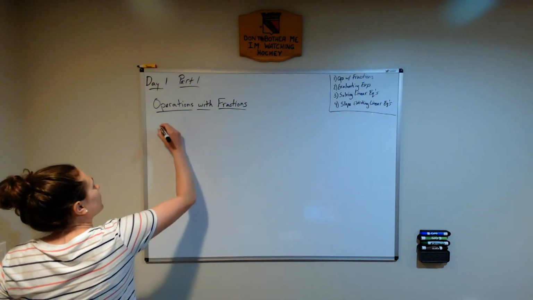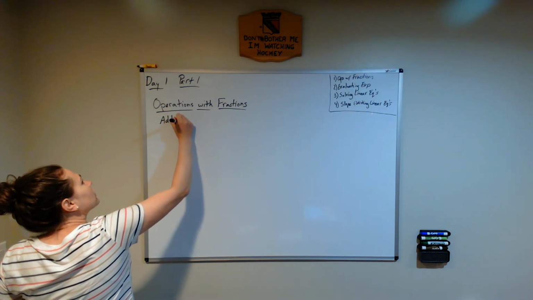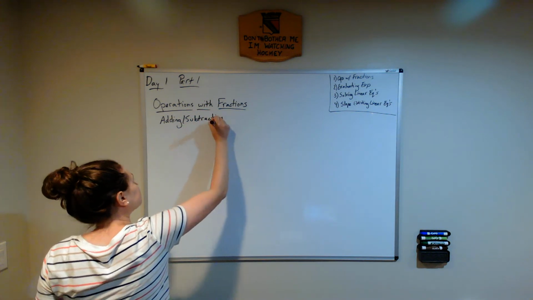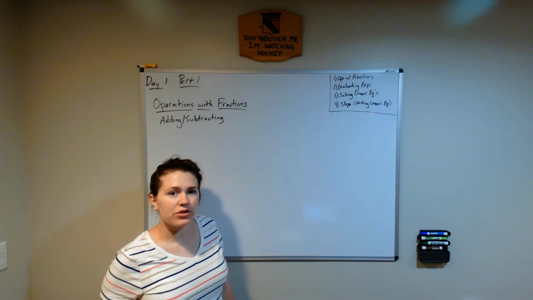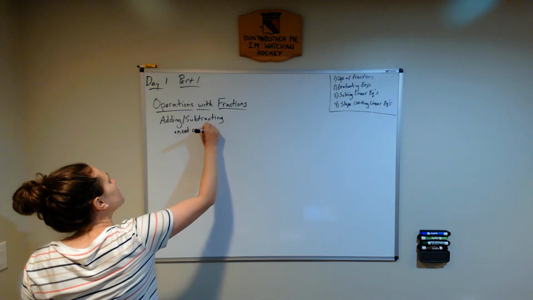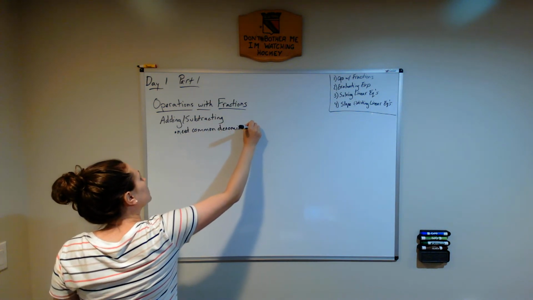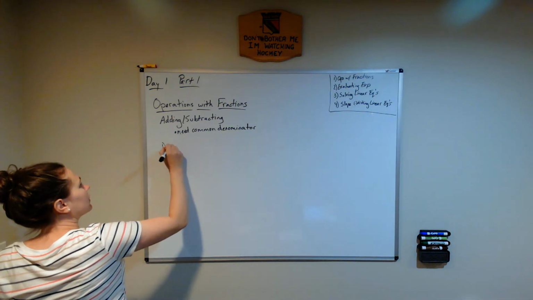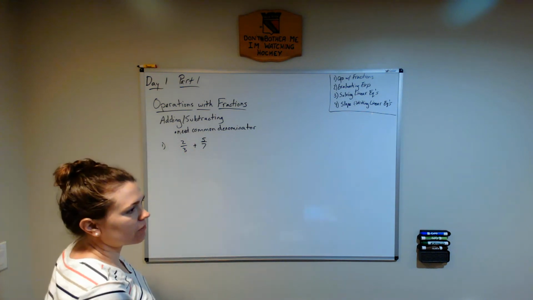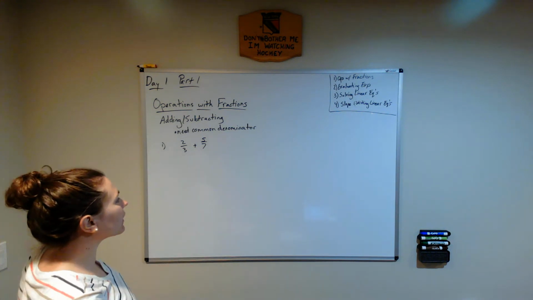So, operations with fractions, okay, we have adding and subtracting, in which you cannot add and subtract fractions unless you have a common denominator. So you need a common denominator in order to add or subtract. So let's say number 1, 2/3 plus 5/7. Okay. Common denominator. Okay, there's a quick way to figure this out.